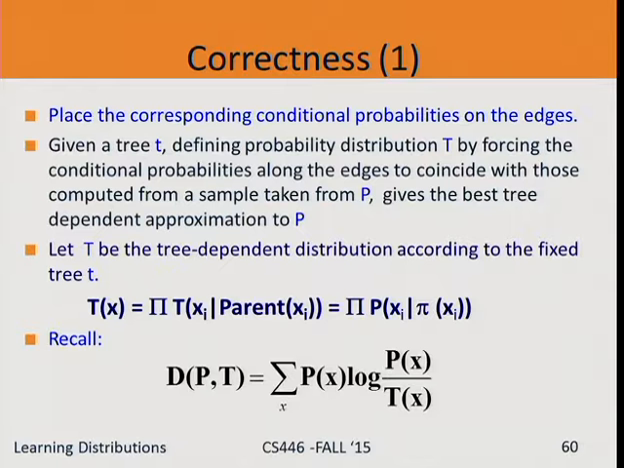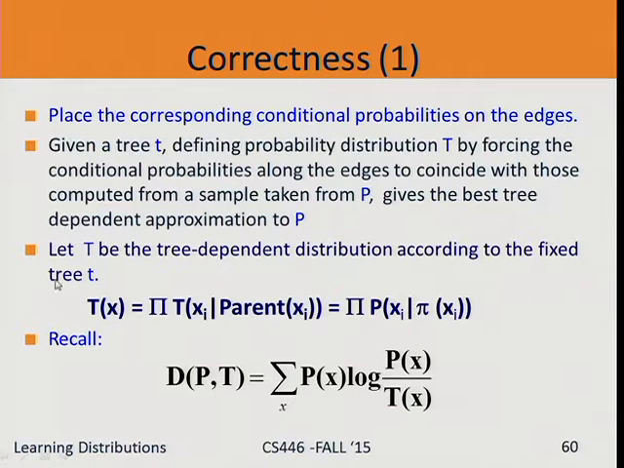That's what we said, right? It's the same for BayesNet. I'm going to give you a directed graph. I'm going to give you CPTs. Now, with the convention that we agreed on, this defines a unique probability distribution. Everyone is fine with this? So you're fine with this sentence, right? So defining probability distribution T is done by forcing the conditional probabilities along the edges. And the way I'm doing it is I'm choosing conditional probabilities that are computed from the sample taken from P. P is the hidden distribution that has generated the data. I'm claiming that this is the best tree-dependent distribution in terms of the best approximation of P. So that's what I'm going to argue.